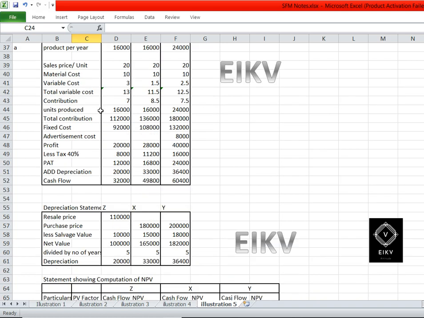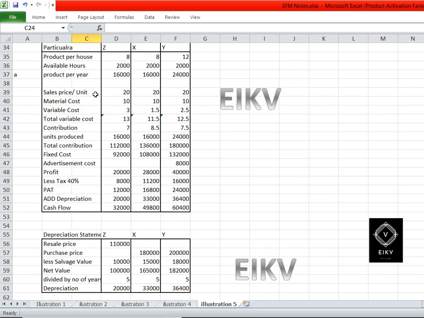Okay, so we'll go for the contribution part. Sales price is 20 per product, material cost is 10 each, and variable costs differ as 3, 1.5 and 2.5. When we add material cost and variable cost, we will get the total variable cost of 13, 11.5 and 12.5. Therefore, when we subtract variable cost from sales price, we will get the contribution per unit as 7, 8.5 and 7.5.